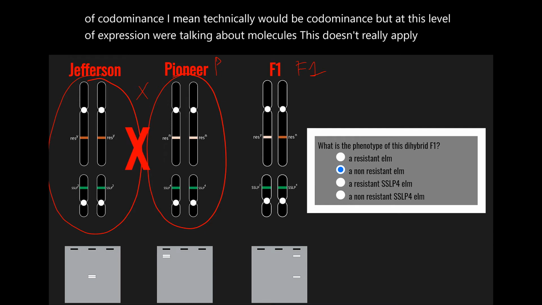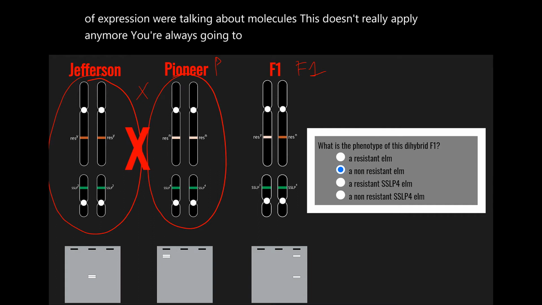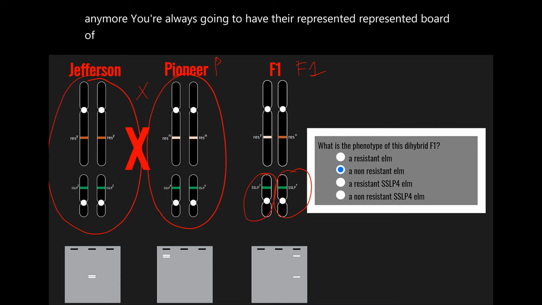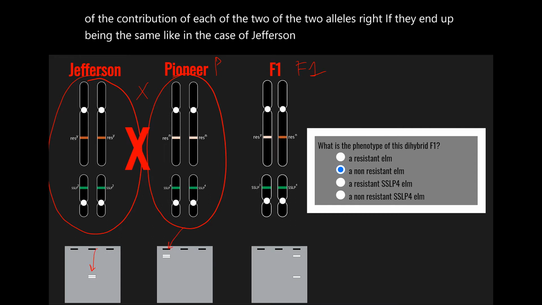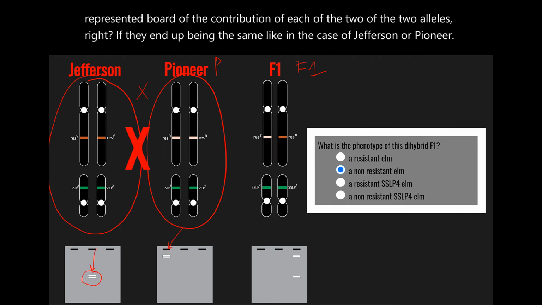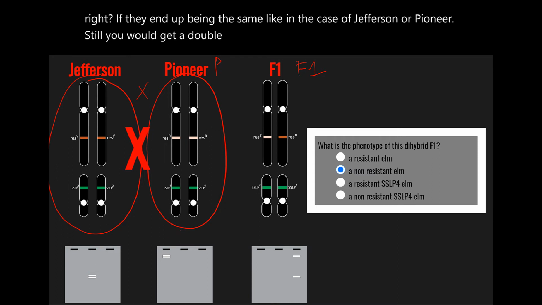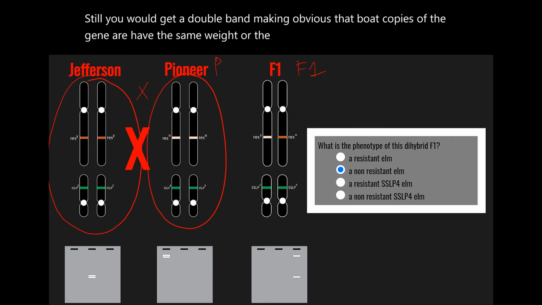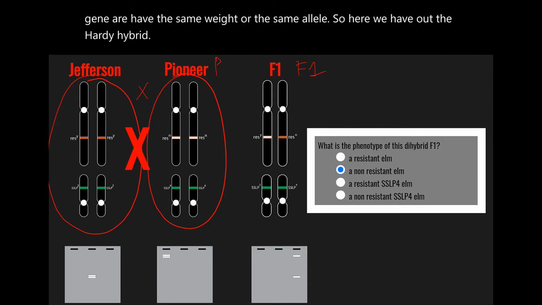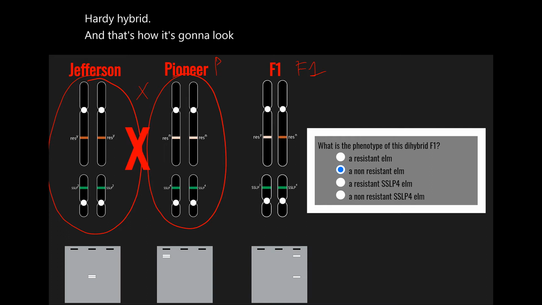You are always going to have represented both of the contributions of each of the two alleles, right? If they end up being the same, like in the case of Jefferson or Pioneer, still you would get a double band, making obvious that both copies of the gene have the same weight or the same allele. So here we have our dihybrid. And that's how it's going to look, right?